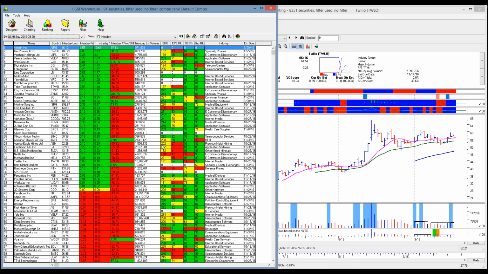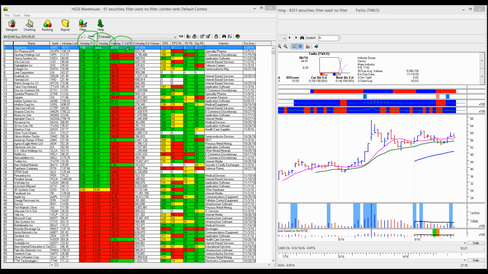This is my watch list of what I consider leaders or recent leaders. Some of them are correcting a little bit, but for the most part, this is where the action has been recently. We've got intraday price change here at the top. If it's green, it was up. Intraday percentage change gives you the change of the price in percent, obviously.